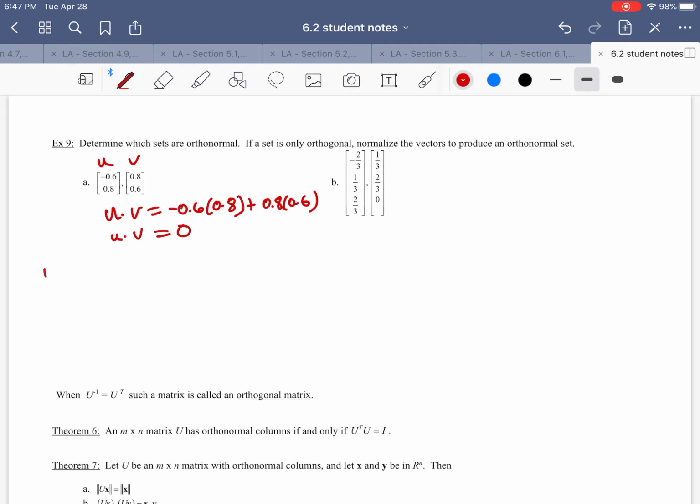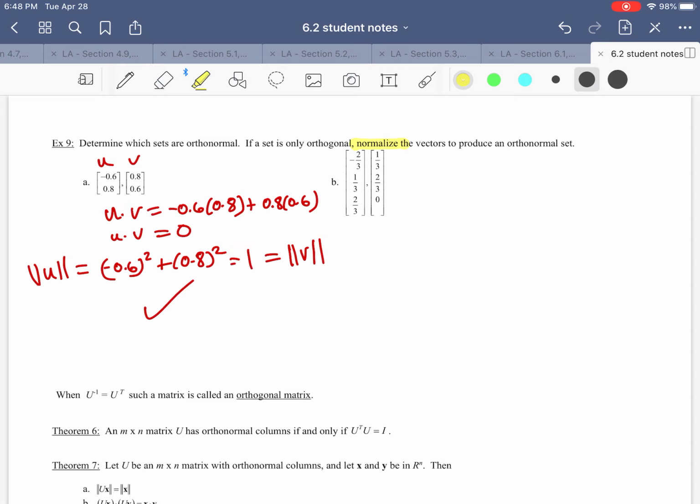The next thing I have to check is the magnitude of each one, 1. So the magnitude of u, I would get negative 0.6 squared plus 0.8 squared. So it's going to be 0.36 plus 0.64, which adds up to 1. And you can see that the magnitude of v is the same thing because it's just 0.8 and 0.6 and the negatives aren't there anymore, but it's okay. So we'll just put magnitude of v is equal to 1 here. So that checks out. All right.